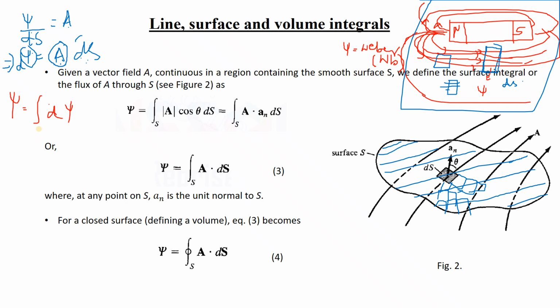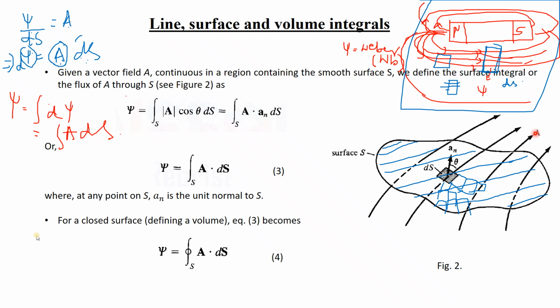Okay, so integration of d psi means it will be the total flux. So integration of d psi means integration of A ds. So that is why it is represented in this way. So the same thing we are considering over here. This example was with respect to flux.